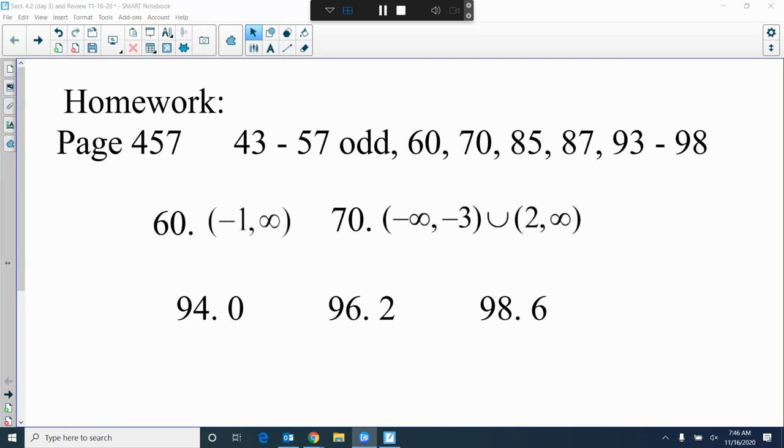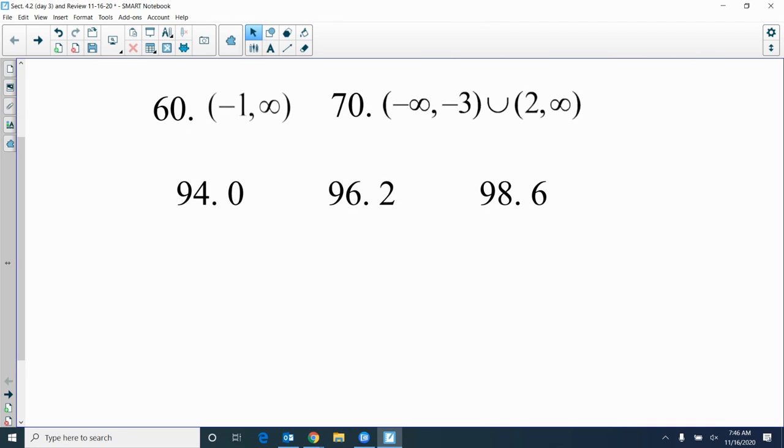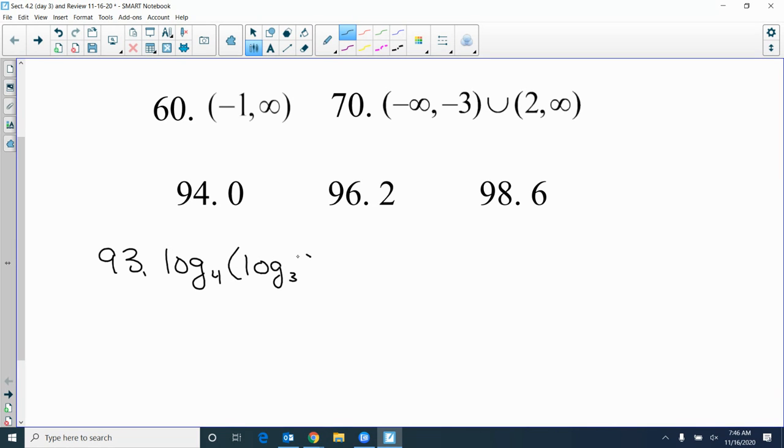Any questions? Yes. 93. Log base 4 of log base 3 of 81. Okay, you definitely need to know how to do something like this. 93, log base 4 of log base 3 of 81. I think it's one. That's it? Okay. All right, the directions just say evaluate.